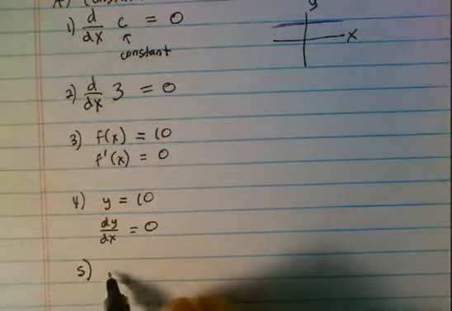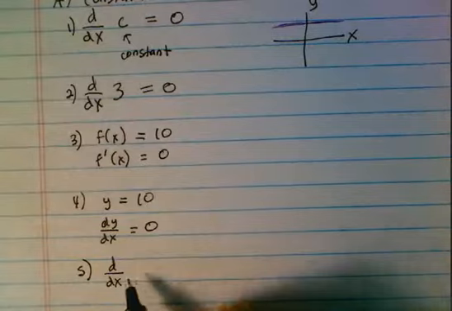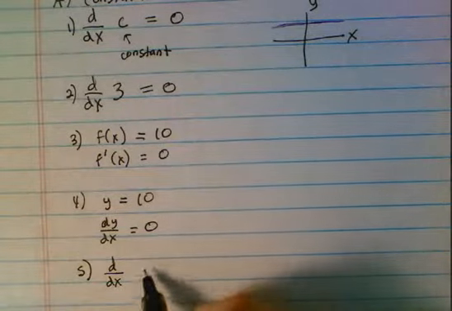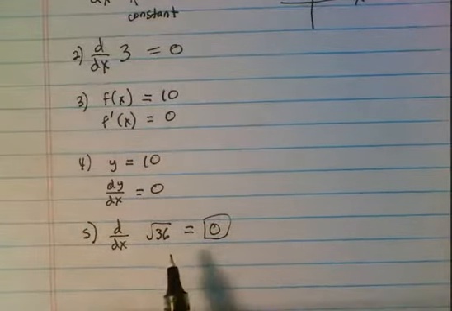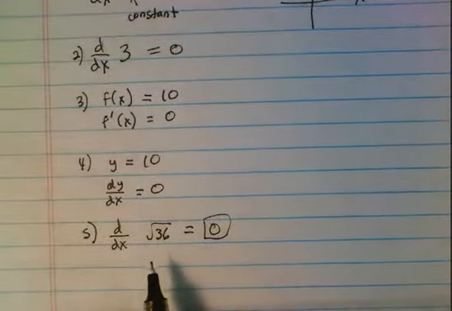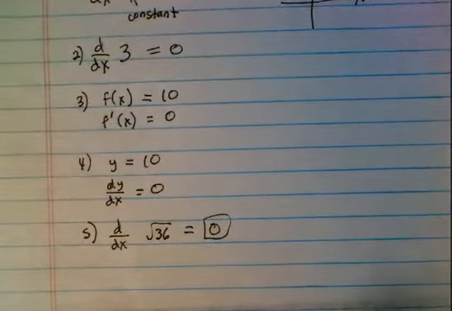So, try this one on your own. Take the derivative of the square root of 36. This is just a number. The derivative of any constant number is 0. There we go. This is also true, incidentally, of numbers like pi or 1,964,000, whatever. As long as it's just a number, derivative is 0. Check.